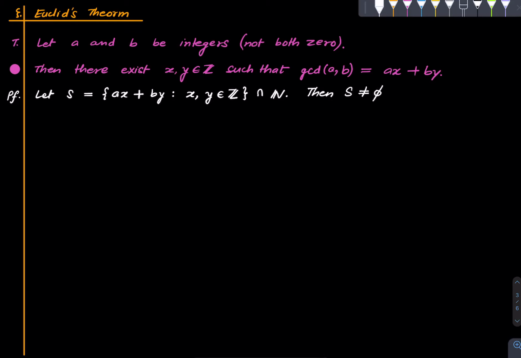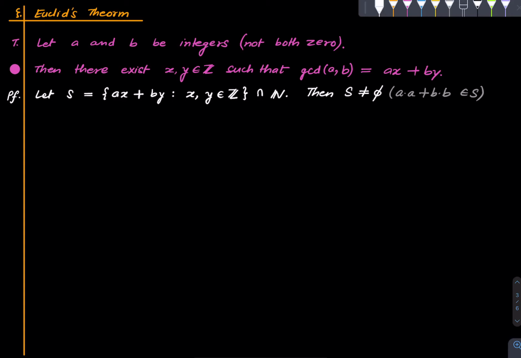One can argue that in several ways, but one way is to just note that a times a plus b times b is an integer linear combination of a and b, of course, and it is also positive. So this a squared plus b squared has to be a positive thing because not both of a and b are 0. And clearly it is an integer linear combination of a and b. Just substitute x equals a and y equals b. So therefore S is non-empty. And if you have a non-empty set, then by the well-ordering principle or common sense, it has a smallest element.